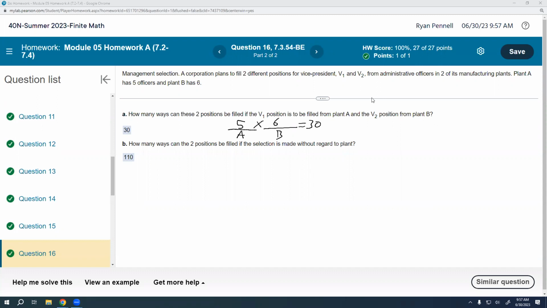So 30 ways. Part B says, how many ways can the 2 positions be filled if the selection is made without regard to plant? Okay, well, I still have 2 positions, right? But if we don't care about plants or location anymore, then how many total do I have? I have 5 plus 6, which is 11. So I have 11 choices for the first one. I choose somebody, then I have 10. So 10 times 11, 110. So I have 110 ways that could happen.